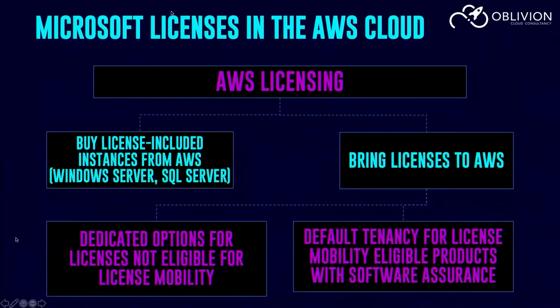And again, there are two ways they can bring it. So first, if customers have software assurance, under software assurance they have this license mobility benefit.